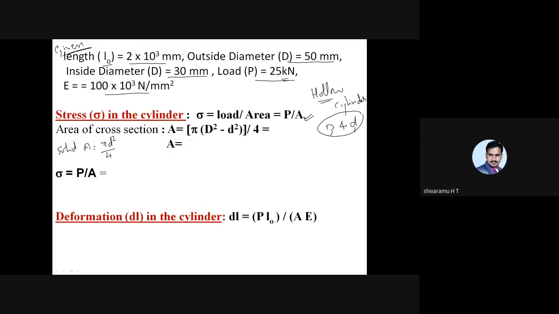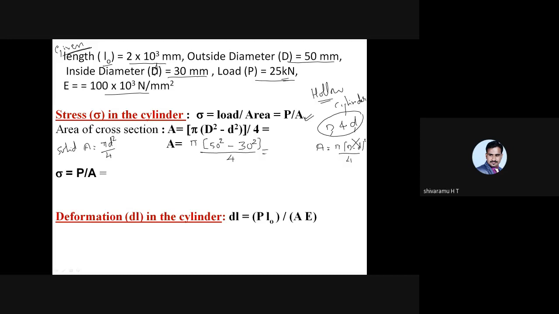Here the outer diameter is 50, so 50 square, minus the inner diameter, small d, which is 30. So 50 square minus 30 square divided by 4. But in the exam, many will get confused and take the area as pi into capital D minus small d whole square divided by 4. You will get the wrong answer for the area of the cross section. The area will be pi into D square minus small d square divided by 4.